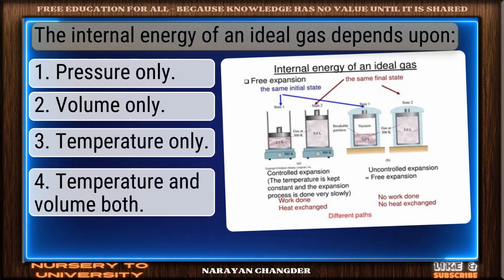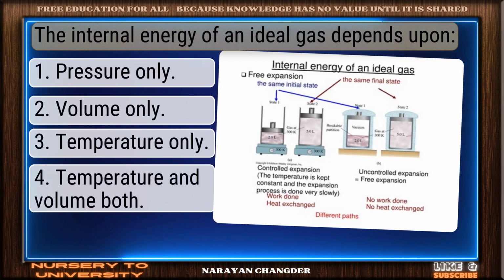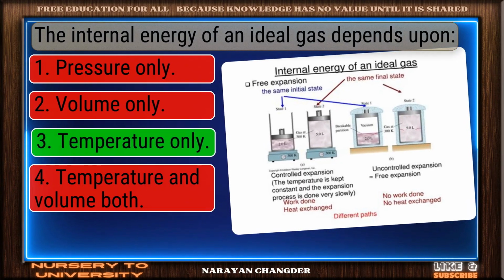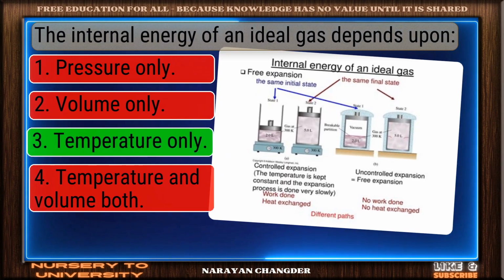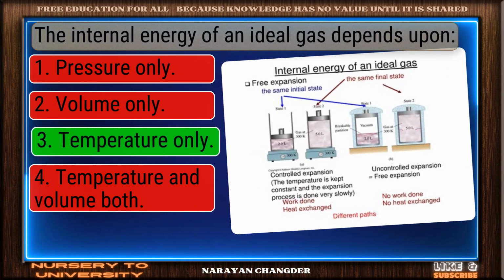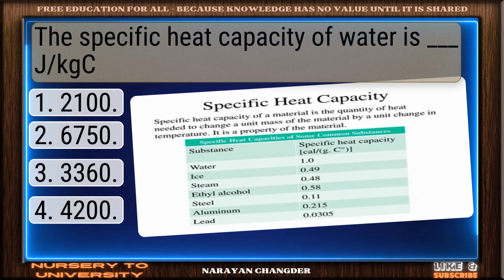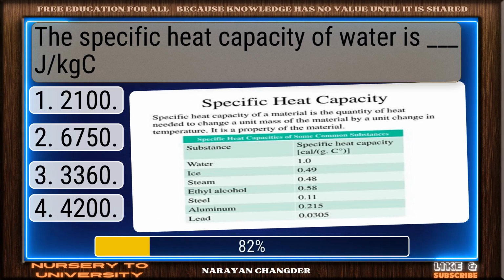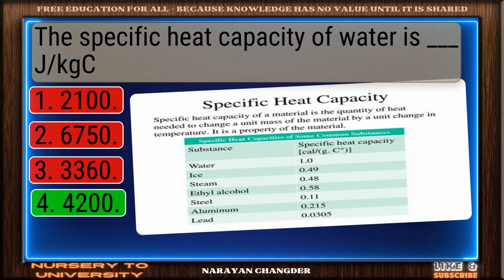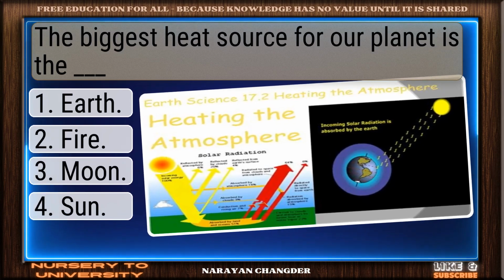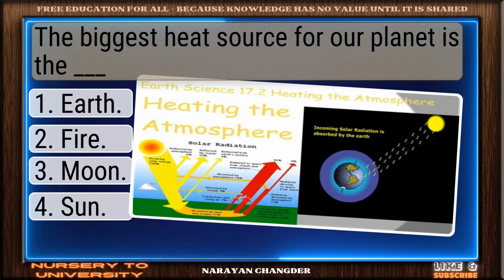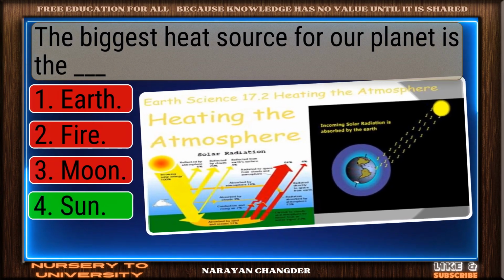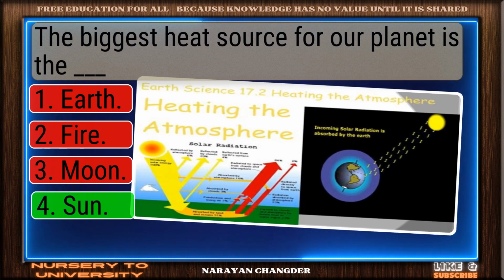The internal energy of an ideal gas depends upon. You're right. Temperature only is the correct answer. The specific heat capacity of water is -J. Correct. 4200 is the right answer. The biggest heat source for our planet is the dash. Exactly. Sun makes sense and it is right choice.